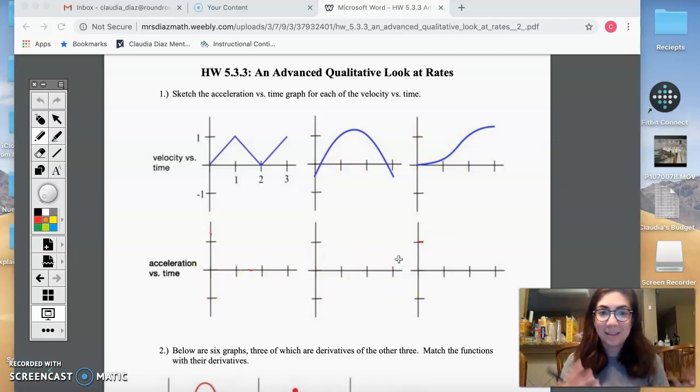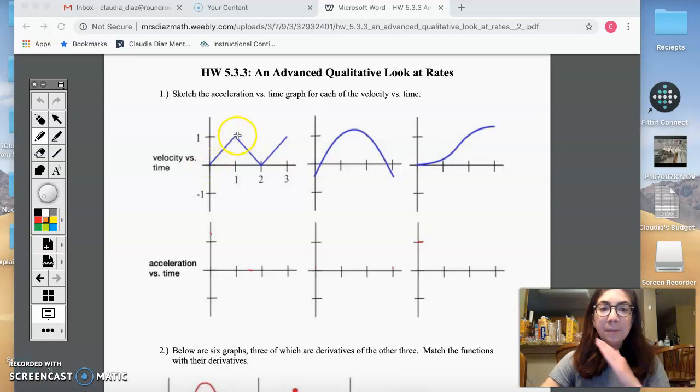Remember that acceleration is the derivative of velocity. And whenever you think of derivative, you really want to think of slope. So anytime you hear that word derivative, we're just thinking about slope. Okay? So take a look at this piece here.